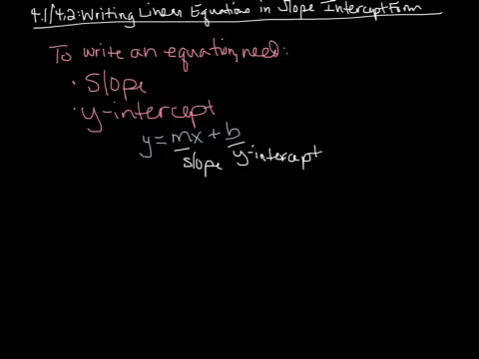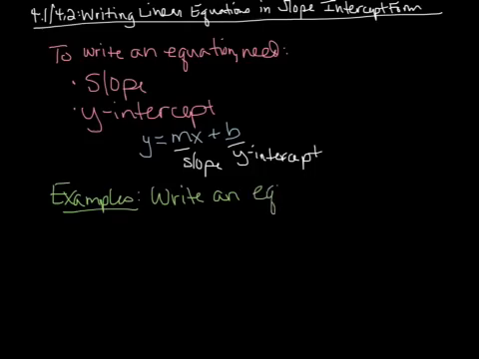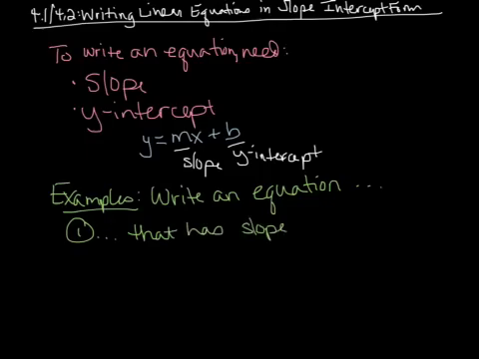For this entire section, both section 4.1 and 4.2, all of your examples are going to have the same directions. They're all going to be just to write an equation, and we're going to write it in slope-intercept form. So my first one, I'm going to ask you to write the equation that has slope 4 and y-intercept 3.